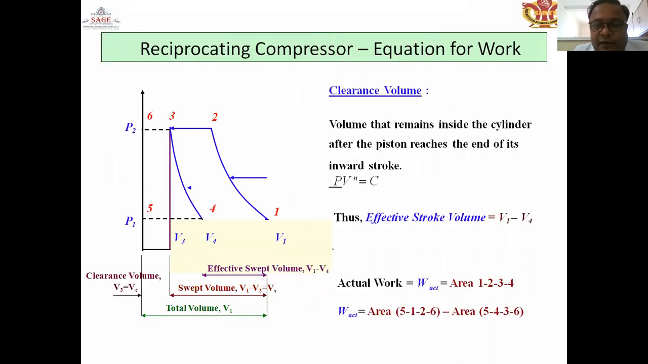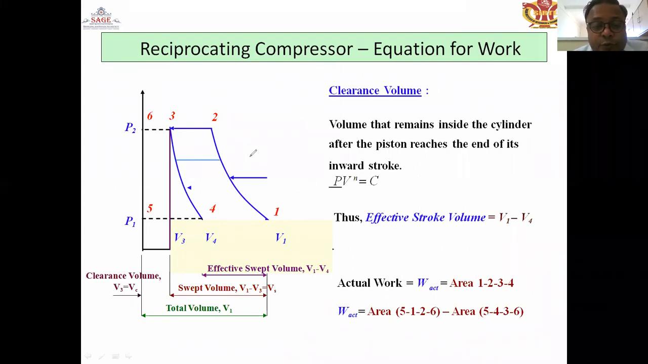So clearance volume is what remains inside the cylinder after the piston reaches the end of the inward stroke. 1, 2, 3, 4, 4 to 1. So here these are the four processes. 1 to 2 is the compression, 2 to 3 is the delivery, 3 to 4 is the expansion, and 4 to 1 is the suction. These processes are shown in this PV diagram.